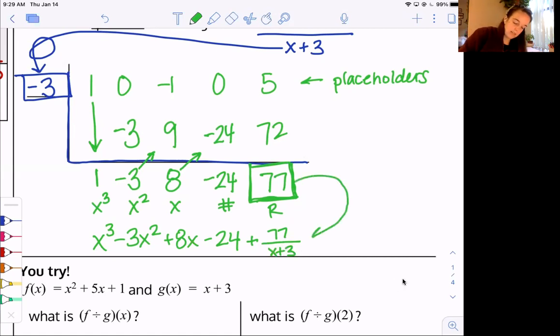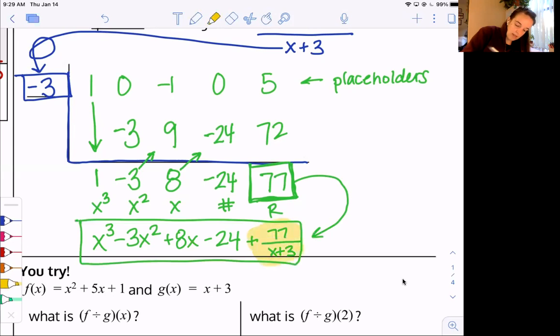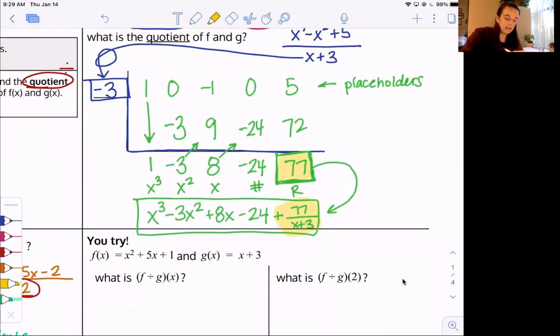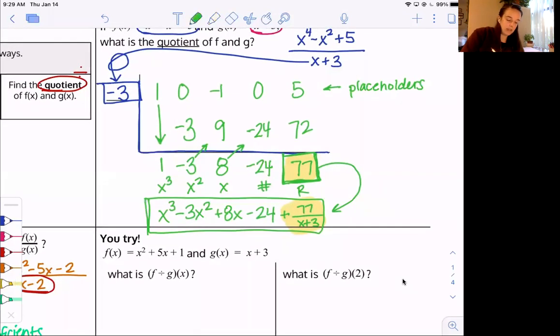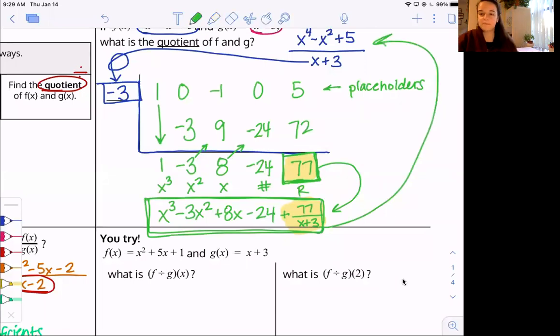So the remainder is written like this in the answer. This is my remainder, but that entire thing is going to be my answer to this problem here. Cool.